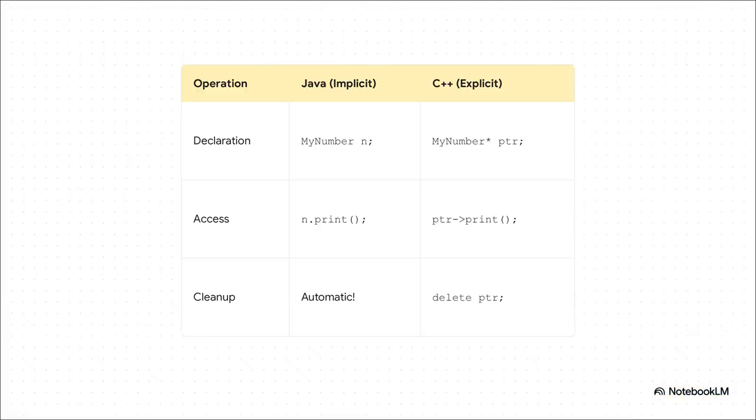Just look at the difference here. It's night and day. In C++, you have to explicitly say, this is a pointer, using that little asterisk. To use it, you use this arrow operator, which is literally you telling the computer, hey, follow this memory address. And the big one, the most crucial difference. When you're done, it's on you to manually free that memory using delete. Nothing is automatic. It is all right there in your hands.